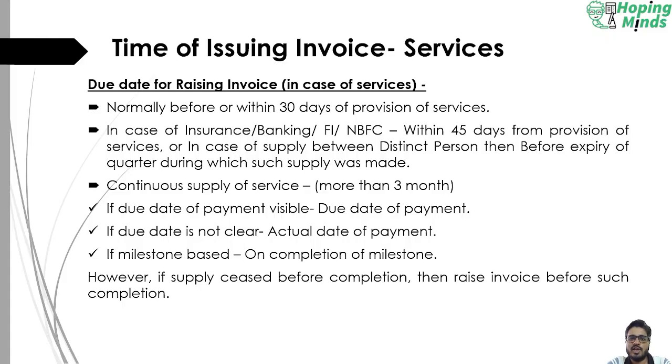Then in case of continuous supply of services, that is for more than 3 months, if the due date is ascertainable, then the due date of payment. If the due date is not ascertainable, then the actual date of payment will be the timeline for issue of tax invoice. Or in case where a milestone has been set, then upon the reaching of such milestone, tax invoice must be raised. However, if supply is ceased before the completion, then the invoice must be raised before the completion of the service.